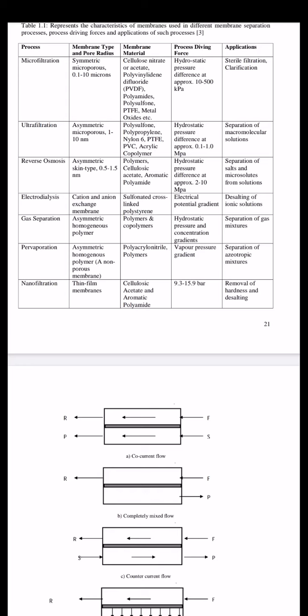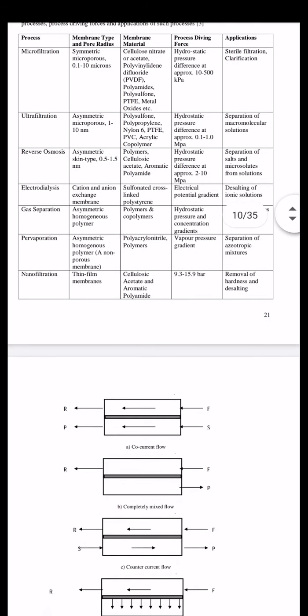Electrodialysis is the desalting process where we are using cation and anion exchange membranes. It may be similar to the ion exchange process, where the type of membrane used is sulfonated cross-linked polystyrene, and the driving force is the electrical potential gradient. So the application is desalting of ionic solution. This is also widely used nowadays in chemical industries.